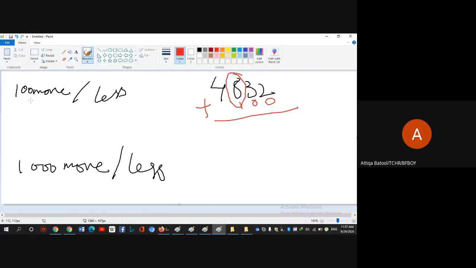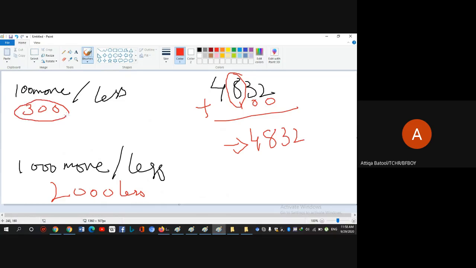And sometimes it can be not only 100 more, it can be 300 more, it can be 2000 less, any number. If they say more, you would just add. If they say less, you would just subtract. The foremost important point is when you are going to make the sum, the first number you will write as it is. The second number you will start writing from the right side.